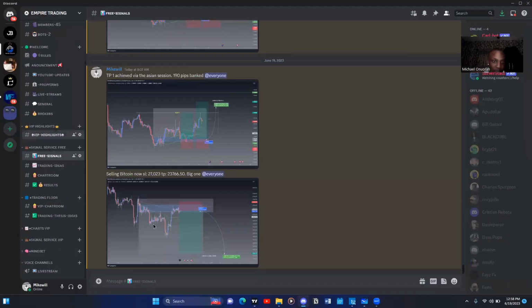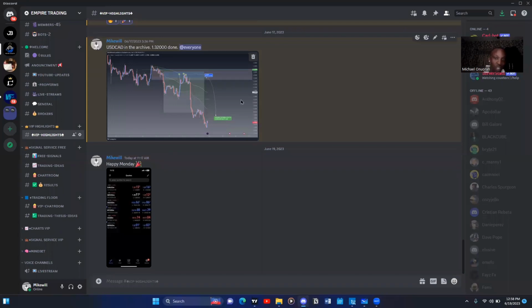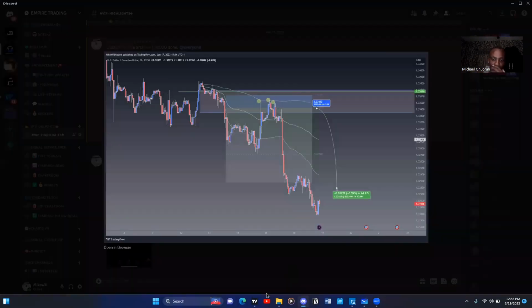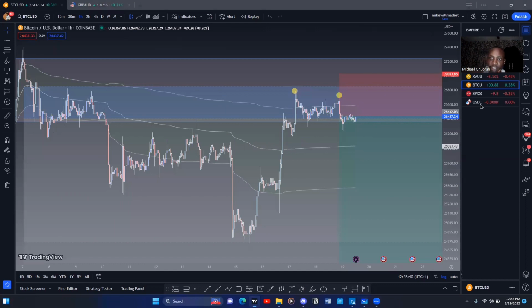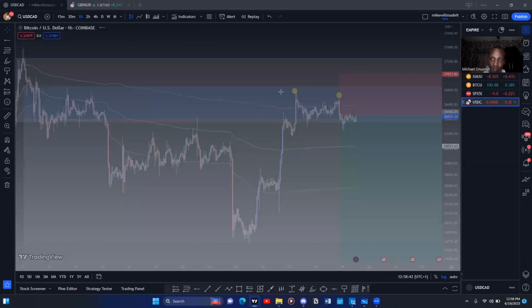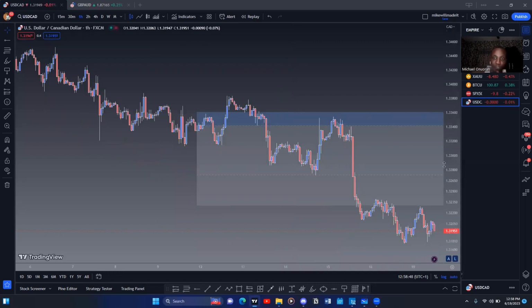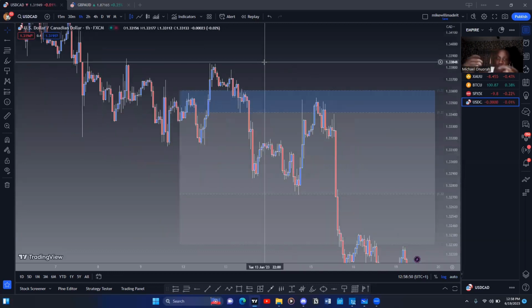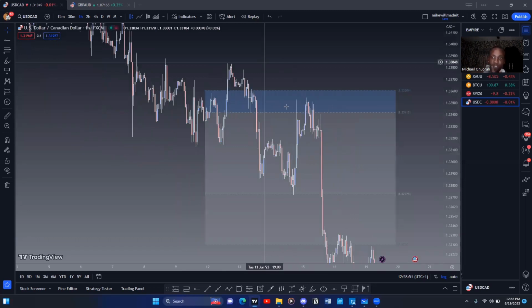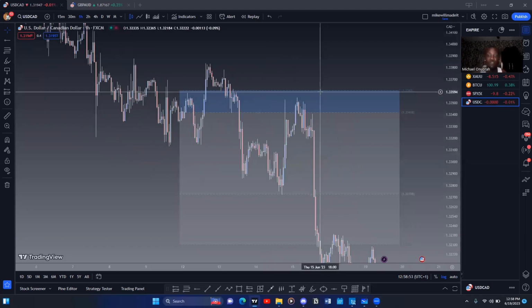USD CAD, this short position from here, this short position from here. Okay, let's talk about this trade right now. USD CAD short was given, right? So why did I enter this position? When did I enter this position? When did I see the confirmation? Now, mind you, the blue area is my POI, my point of interest. That's where I want to take trades from.